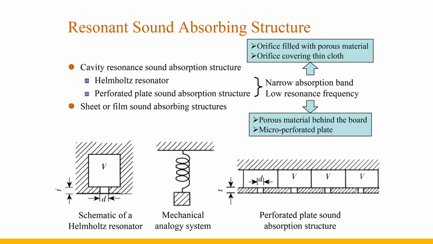Filling the orifice with porous material or covering it with a thin cloth can increase the airflow resistance and widen the absorption frequency range. The perforated plate sound absorption structure is equivalent to multiple Helmholtz resonators. The smaller the airflow resistance at the hole neck, the sharper the sound absorption frequency curve. Laying a porous material behind the plate or using a micro-perforated plate can increase the airflow resistance and improve the sound absorption coefficient over the entire frequency range.